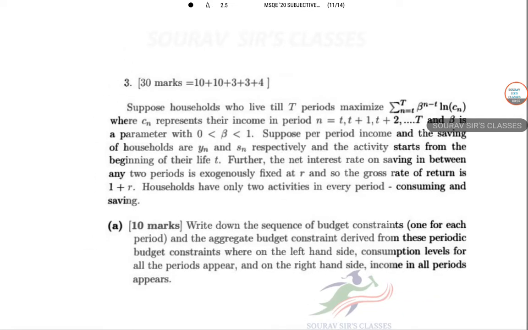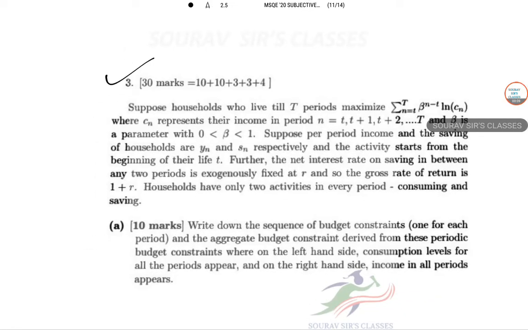So this question is: suppose households who live till T periods maximize the sum from n equal to t to T of beta to the power n minus t times log of c_n, where c_n represents their consumption in the period n, and beta is the parameter here. Suppose the per period income and savings of households are y_n and s_n.